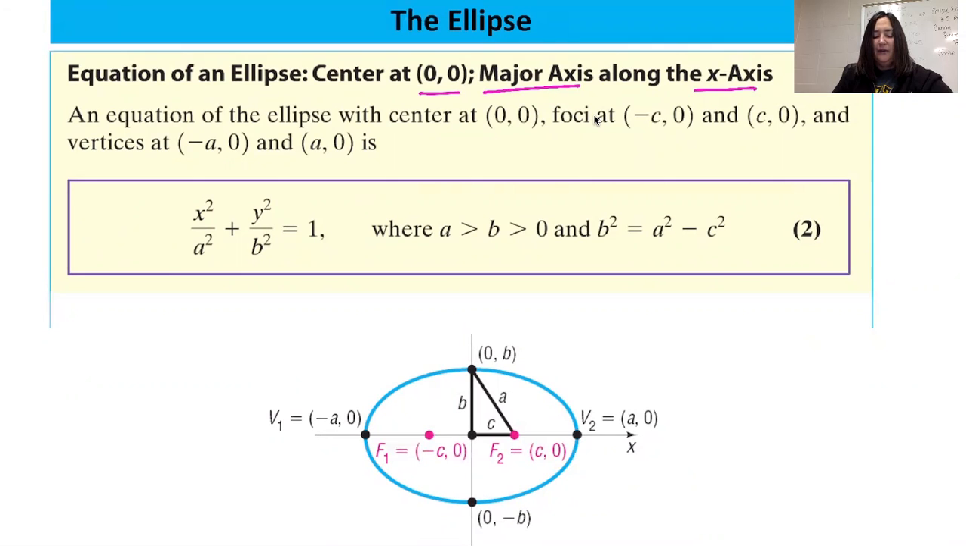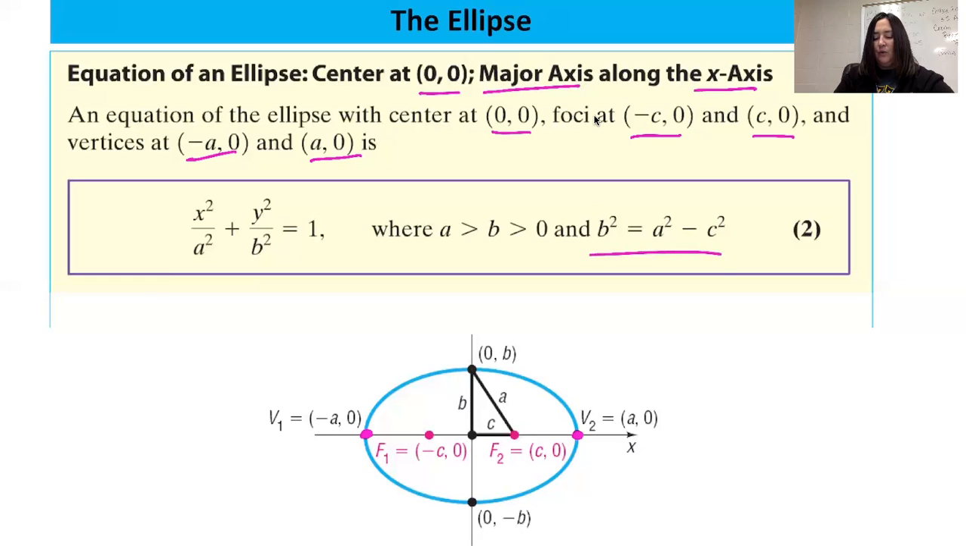So we would have an equation that has a center of 0, 0. It has foci at negative C and C and vertices at negative A and A. So here you can see in the picture, we have our vertices here at negative A and A. Here you can see our foci at negative C and C. The general equation is x squared over A plus y squared over B equals 1, where A is bigger than B, which is bigger than 0.